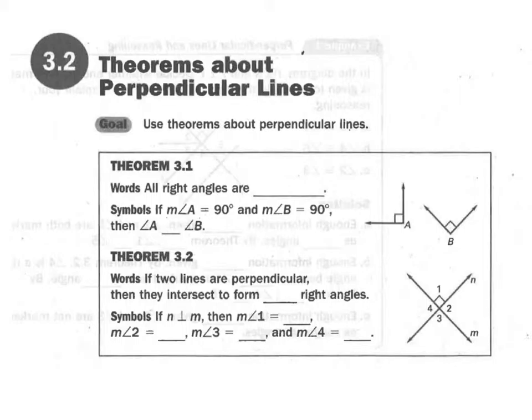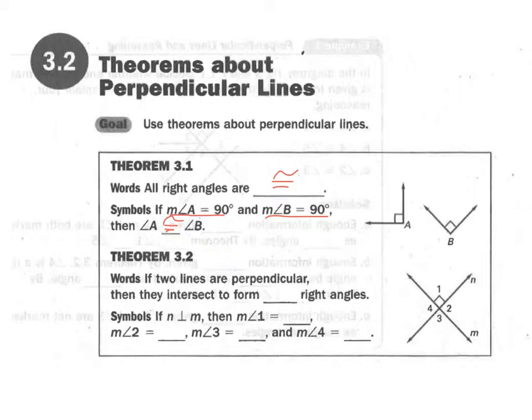3.1 says all right angles, meaning all angles that measure 90 degrees, are congruent. And we can just use this symbol. So if we use mathematics, we say if the first angle is 90 degrees and the second angle is 90 degrees, therefore the first angle A is congruent to the second angle B. That's theorem 3.1. All right angles are congruent.